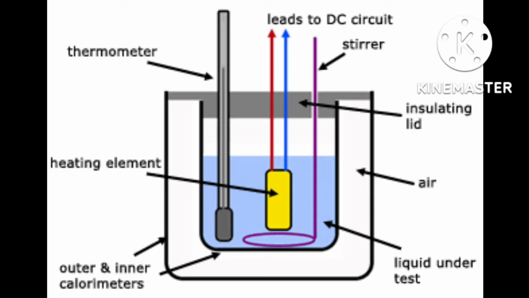Today I am going to discuss measurement of change in enthalpy and change in internal energy. These two terms, how they are experimentally determined, I am going to discuss. That is, change in internal energy, delta U, and change in enthalpy, delta H. How are they determined experimentally?